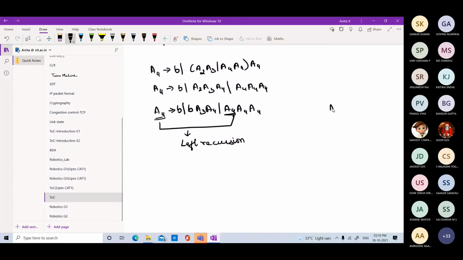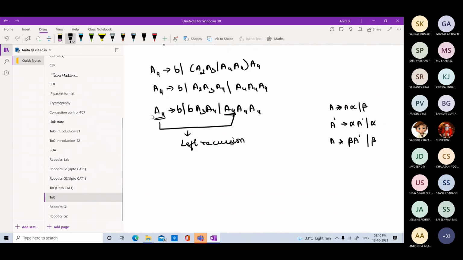A derives A alpha or beta. Here you can see this is A, this is A. Yes, that is left recursion. If we come across left recursion, that needs to be eliminated. For eliminating left recursion, we are going to introduce an additional non-terminal. Let me call that non-terminal A dash. A dash derives alpha A dash or alpha, and A derives beta A dash or beta. Please make a note, this is a rule. We have to make note of this rule and just apply it.